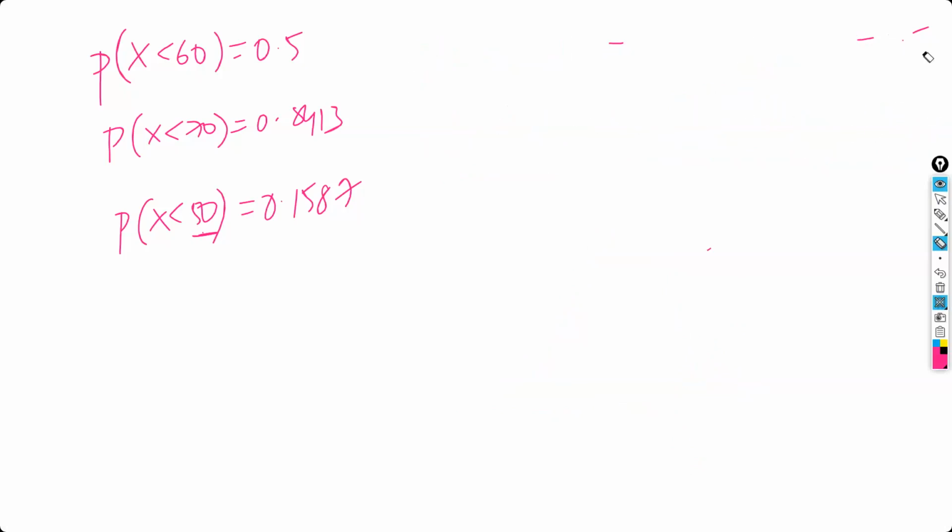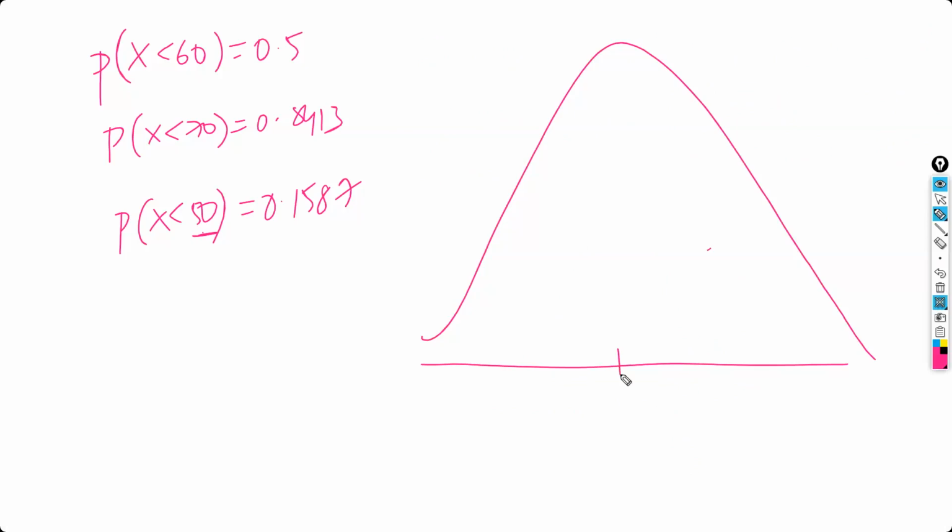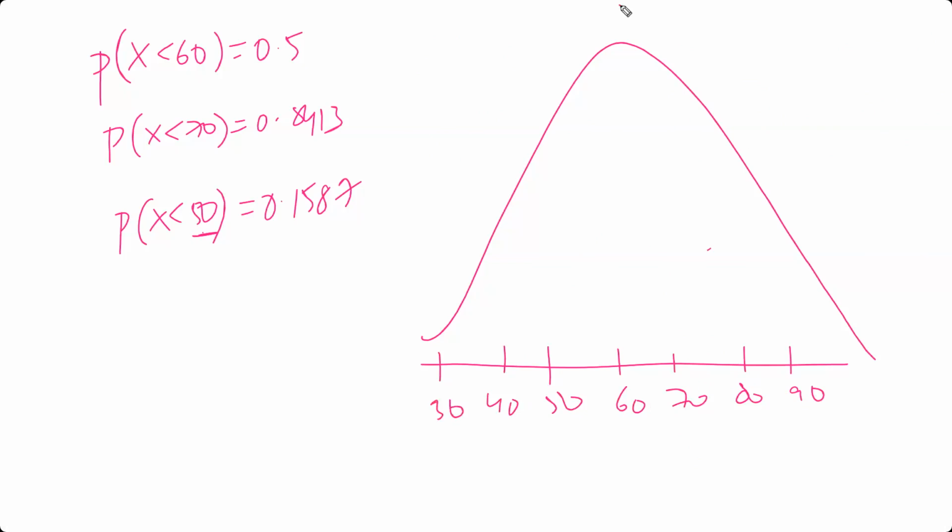Now, whatever you have observed, I am making this one diagram here. Center value is 60. On the right side 70, 80, 90, and on the left 50, 40, 30. Right? Now, if you observe, if I draw a line exactly at the center, 50% of the area is on the left side and 50% of the area is on the right side.